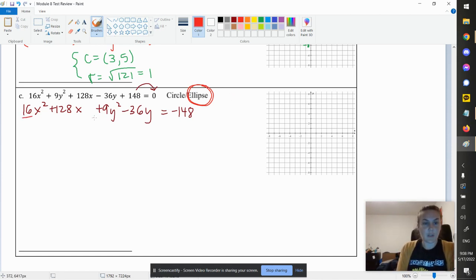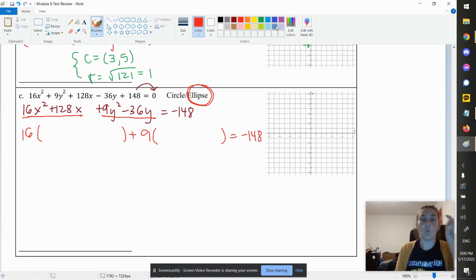Now we're going to deal with the fact that these numbers are out front as coefficients, and we don't want them to be. So I'm going to factor out a 16 from these. I'm going to factor out a 9 from these. And then this, for right now, will remain negative 148. Okay, when I factor out a 16, 16x squared becomes x squared. 128x, we do 128 divided by 16. Get that it's 8. So this becomes plus 8x. And this is a blank.